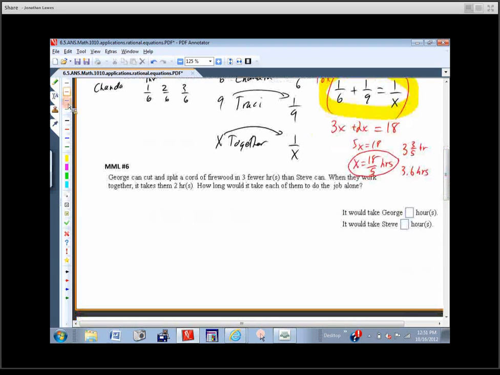All right, so let's read this one. So we've got George and Steve. Good old American names. George can cut and split a cord of wood in 3 fewer hours than Steve can.